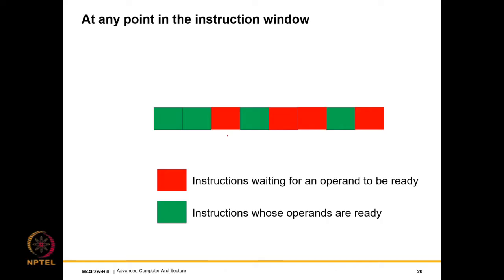So at any point in the instruction window, what will happen is that we'll have a set of green instructions and a set of red instructions. The green instructions will be those instructions for whom all the operands are ready, right? Not one or two, but all the operands are ready. So they will be the green instructions. And we'll have a set of red instructions, where red means kind of like a traffic light, stop there. So these are instructions which are waiting for an operand to be ready. So either one operand or both operands are not ready, so they are waiting.